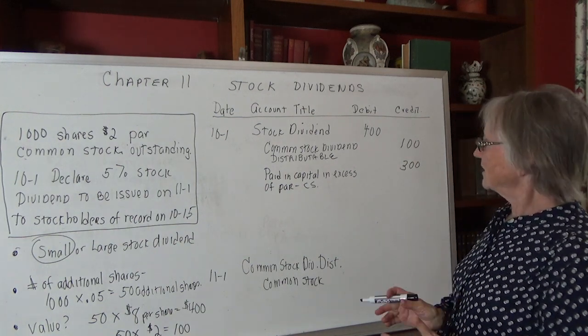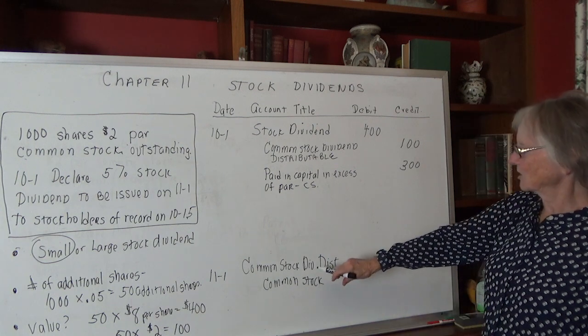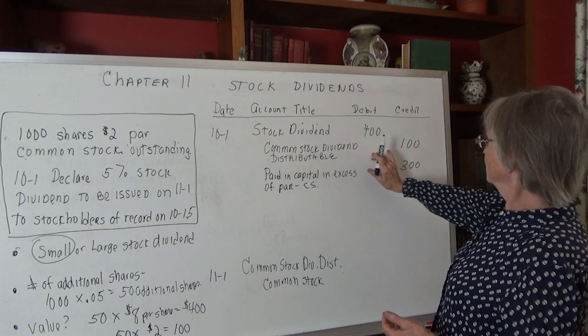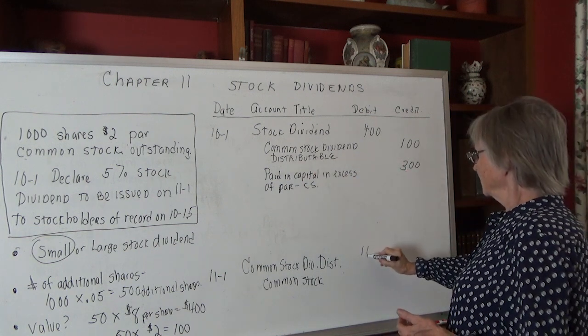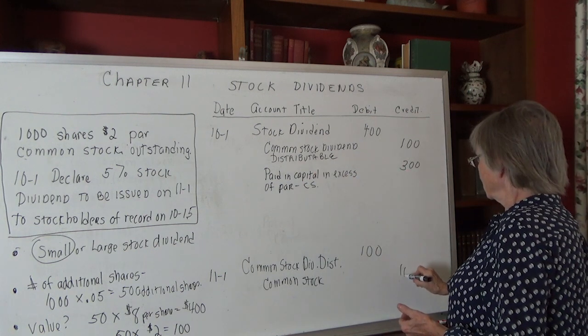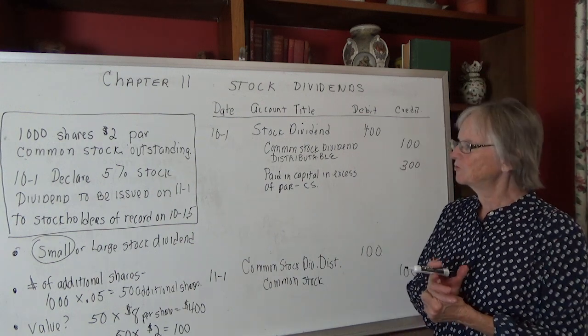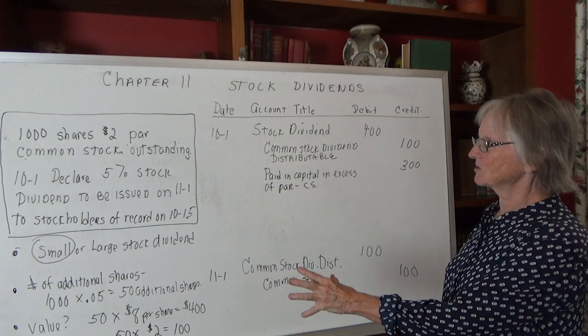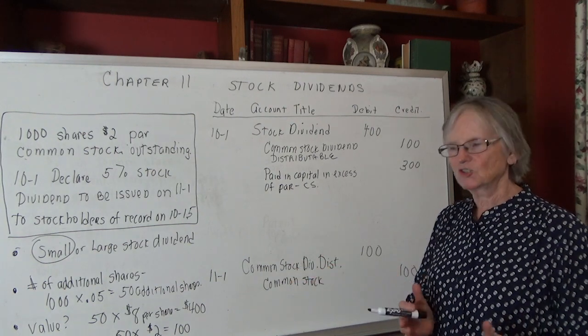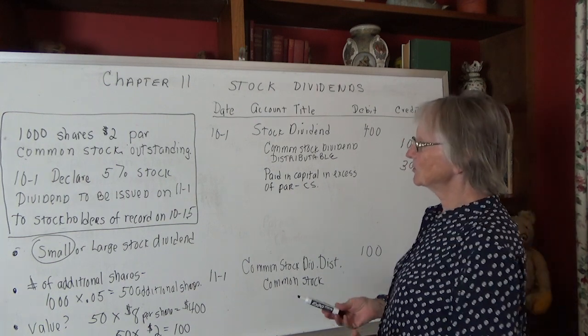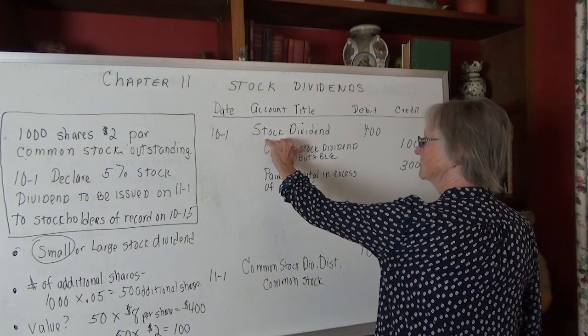Now the tricky part is when we come to do our common stock dividend distributable, all we have to do is look up here. We have the amount, it's 100, and on the distribution date, we just issue that amount of stock. If you follow the 4 steps, that gets you all the amounts you need to do the problem. And then if you think about what's happening, it is a stock dividend.